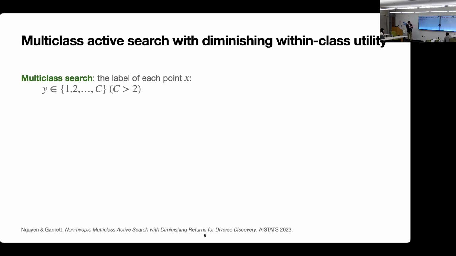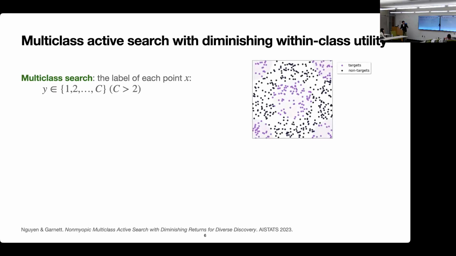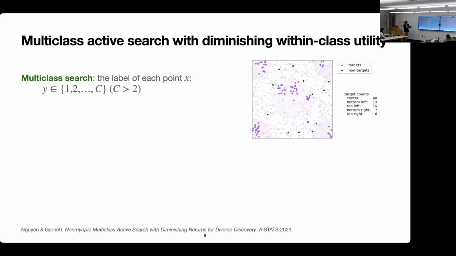Now, in multi-class search, we assume that each data point belongs to one of the C classes, where class 1 is still the bad data points. Class 2 to class C are good data points that you want to look for. In traditional active search, which works in the binary setting, the state-of-the-art policy might induce this oversampling behavior where it focuses on a region that has a lot of good data points that it has discovered.